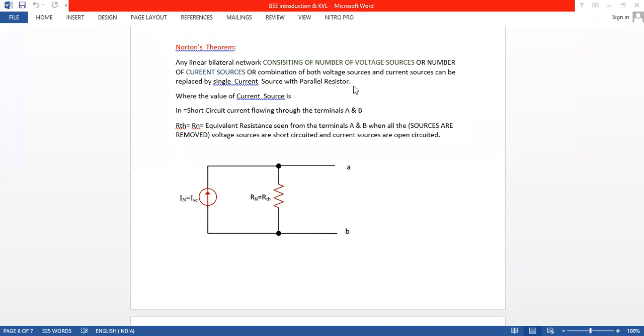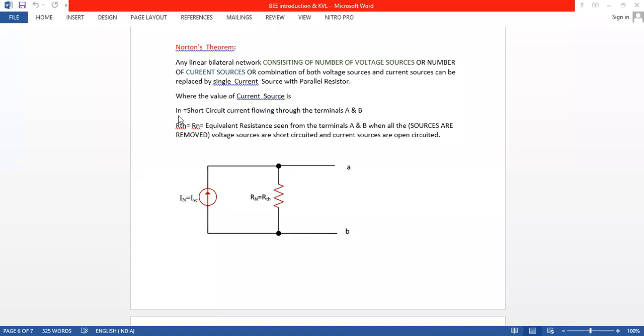So what Norton has mentioned is that any complicated circuit can be converted into a simple circuit. But what is that simple circuit right now? A current source with parallel resistor, whereas Thevenin's is a voltage source with series resistor. So this is the statement: any complicated circuit, that is, a circuit containing voltage sources or current sources or a combination of both, can be replaced by a single current source with parallel resistor, where the value of the current source is I Norton, that is Norton's current. IN stands for Norton's current.